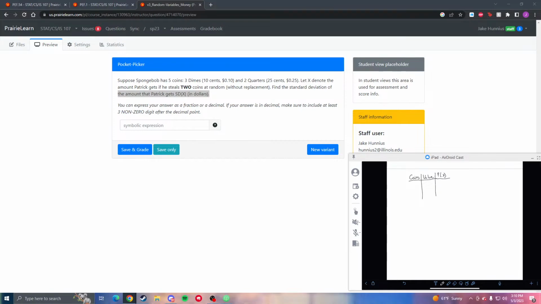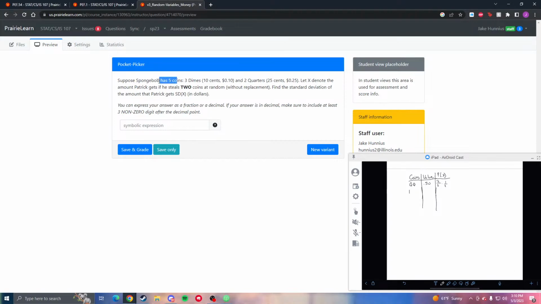Our first combination is 2 quarters, and the value of 2 quarters is 50 cents. The probability of drawing 2 quarters is 2 over 5 times 1 over 4. Because we're drawing them without replacement, so he picks a quarter, the quarters drop down to 1, coins drop down to 4.